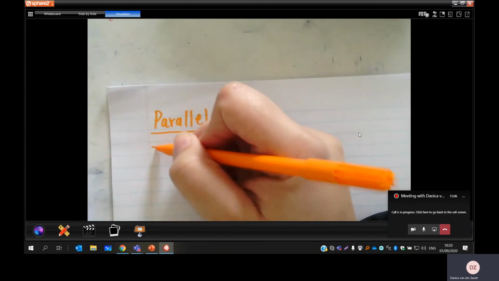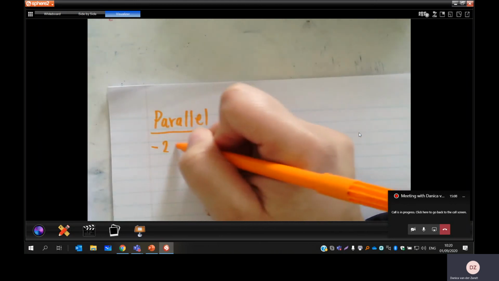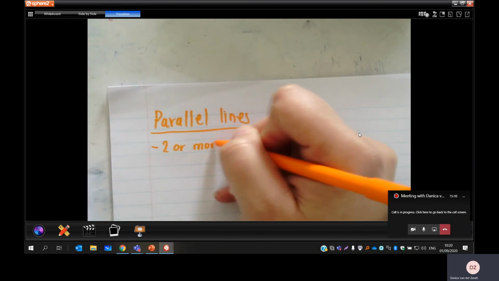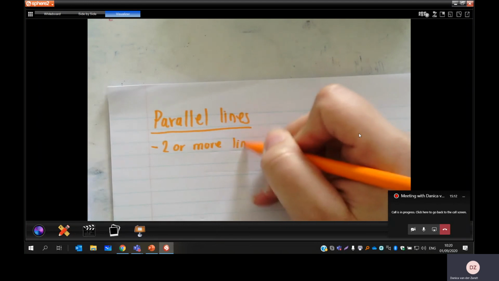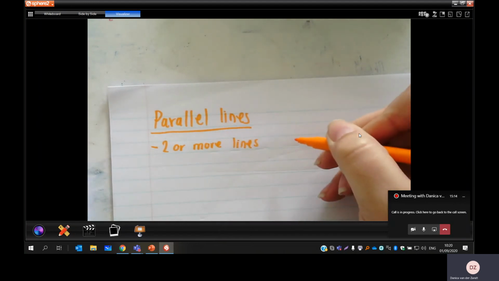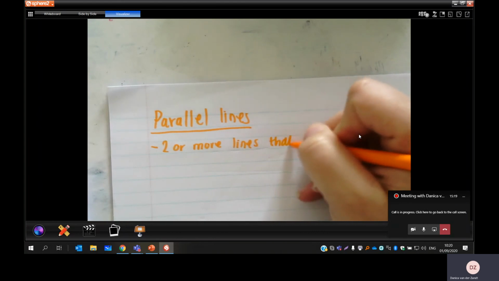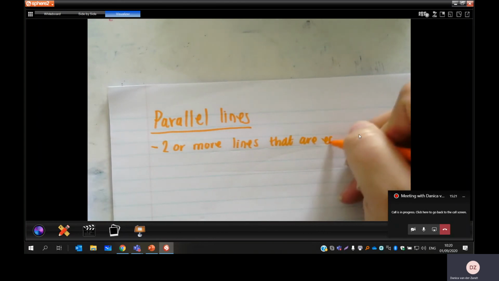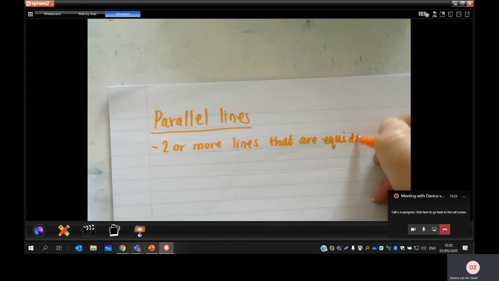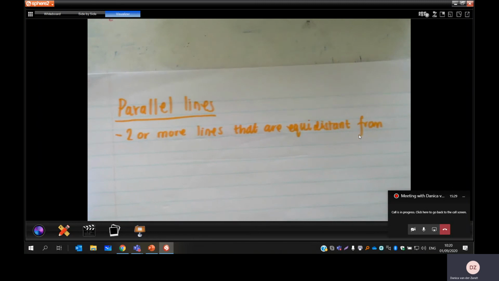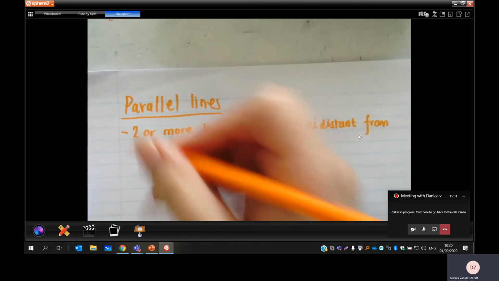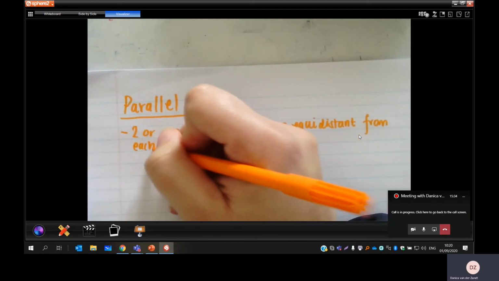So firstly, we're going to write there 2 or more lines which are equidistant. That's just fancy for saying equal distance from each other. Equi meaning equal, distant meaning distant. 2 or more lines equidistant from each other at every point.